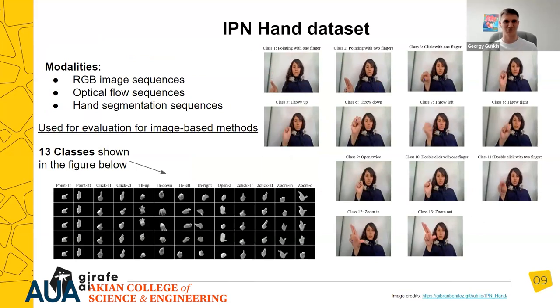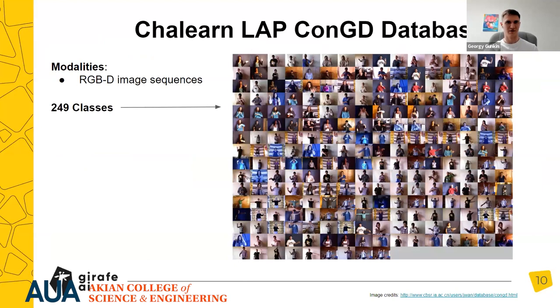Then there's the IPN hand gesture data set. We'll use it for evaluation of image-based methods. It contains RGB, optical flow and hand segmentation sequences, 13 classes only. We'll not use optical flow and hand segmentation, because we'll try to focus only on RGB data as it's the least noisy. And we want to focus on that, basically.